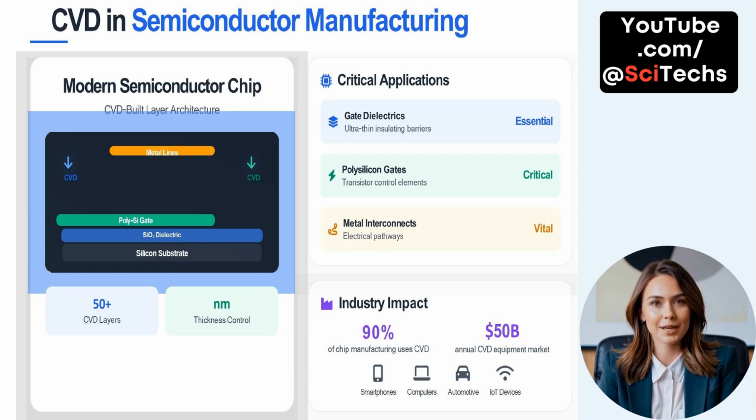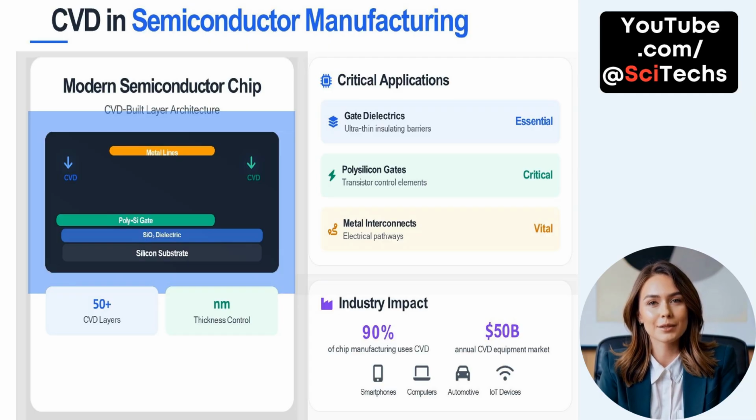CVD in semiconductor manufacturing. Chemical vapor deposition is deeply embedded in the architecture of modern semiconductor chips. It enables the formation of multiple thin film layers, over 50 in some devices, with nanometer-level thickness control. These layers include gate dielectrics, which serve as ultra-thin insulating barriers, playing an essential role in minimizing current leakage. Polysilicon gates are another application, functioning as the control elements of transistors. These are critical for device switching and performance.